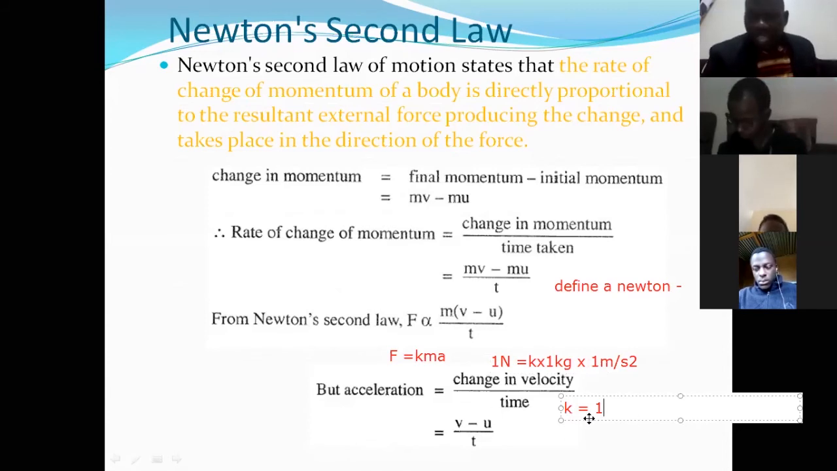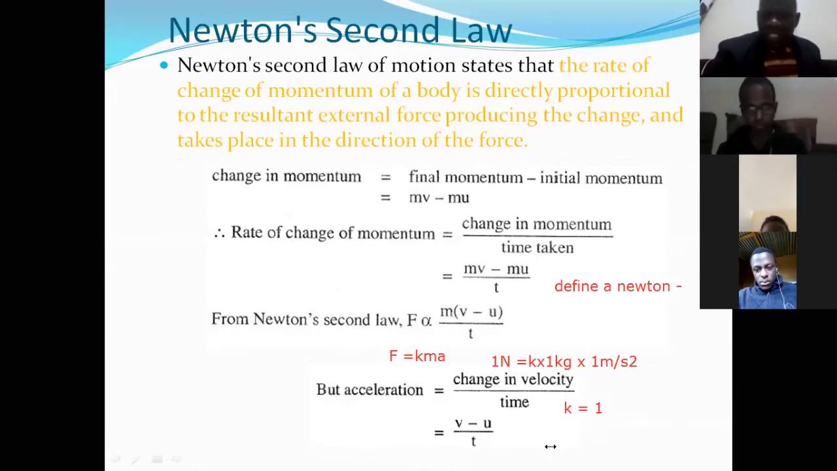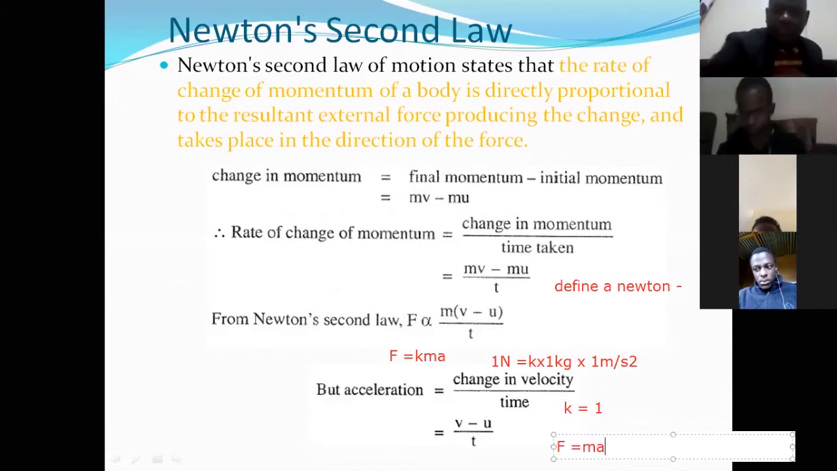So if K is equals to 1, then we conclude that, therefore, F is equals to ma. Because now in place of K, we have put 1. So 1 times m times a, so we find that F is equals to ma.